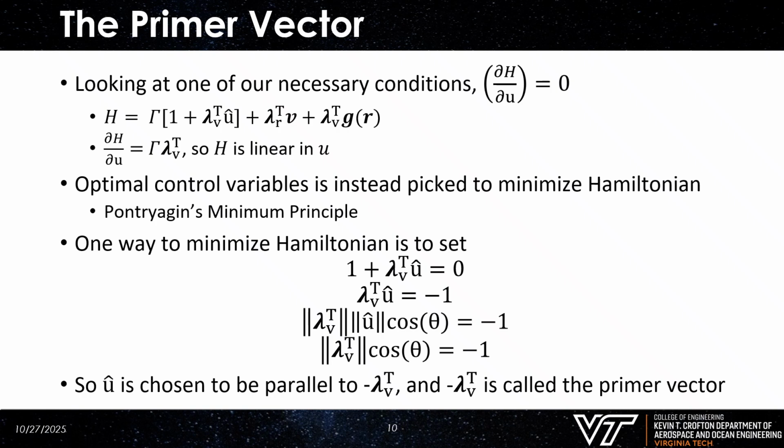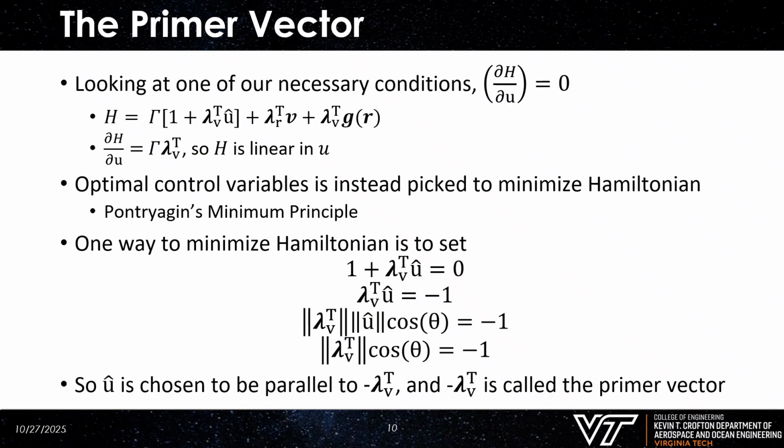Since we have this new form for our Hamiltonian, we can look at one of our necessary conditions, the optimal control constraint, and that's the partial of our Hamiltonian with respect to our control vector should be equal to 0. If we actually take the partial derivative of our Hamiltonian with respect to u, we get that the partial derivative is equal to thrust times the adjoint of our velocity. So this would imply that H is linear in u, and the only time this is equal to 0 is if our adjoint vector is 0 or our thrust is actually 0.